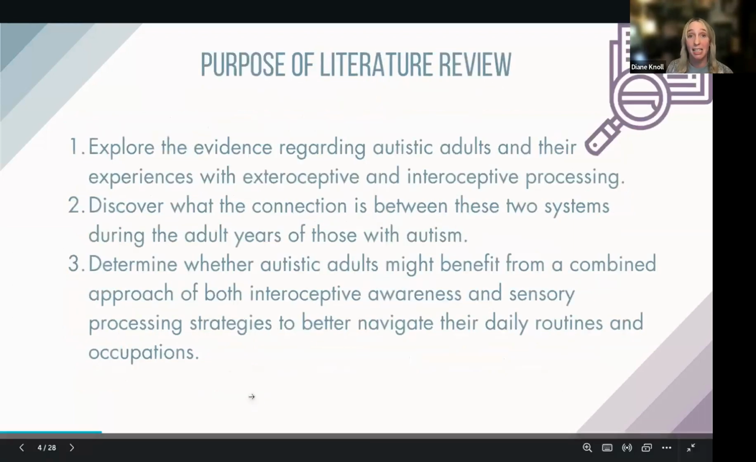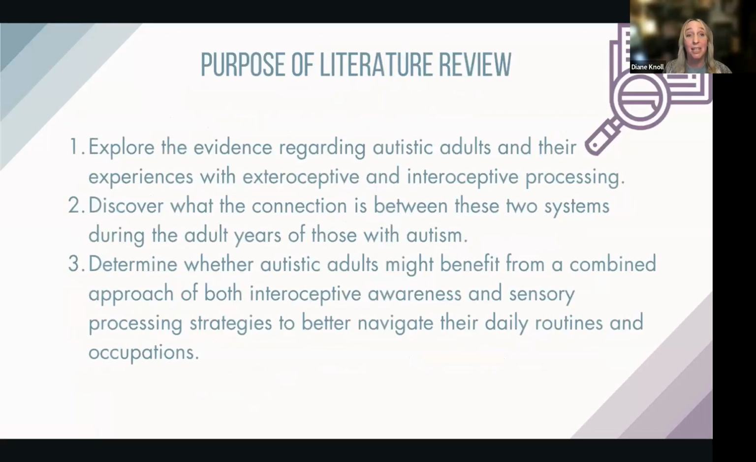So I went ahead and did a literature review. These were the things I was looking to figure out. The first was exploring the evidence regarding autistic adults and their experiences with exteroceptive and interoceptive processing. Then figuring out the connection between these two systems during the adult years of autistic people. And finally, determining whether autistic adults would benefit from a combined approach of both interoceptive awareness and external sensory processing strategies so that they could better navigate their daily routines and occupations.